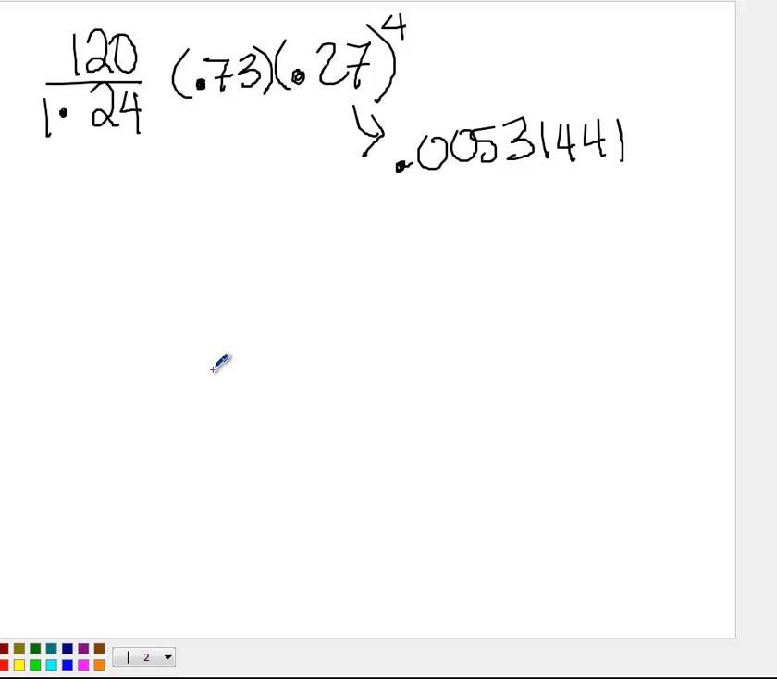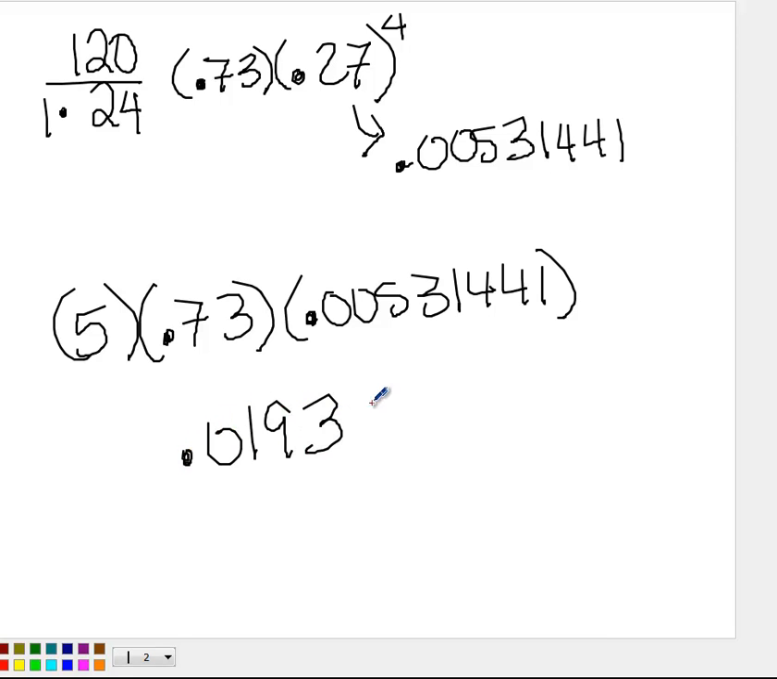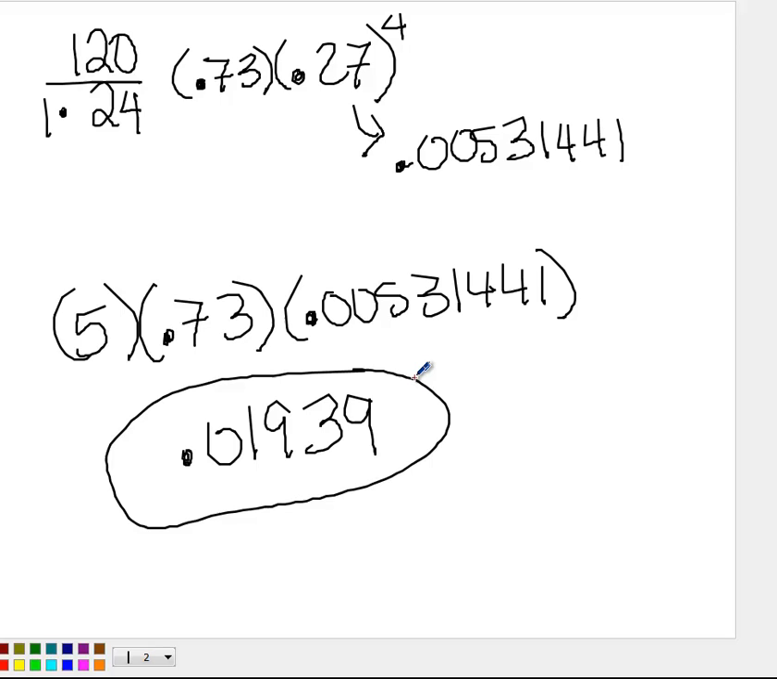Now you have to be careful how you enter this in the calculator. Sometimes your calculator does not understand order of operations, so you should do it in pieces. That's what I call it. So we can take 120 and divide it by 24. We get 5, then 0.73, and then 0.00531441. When you multiply all of those numbers together, I get 0.01939. So that's my answer when I did it by hand.